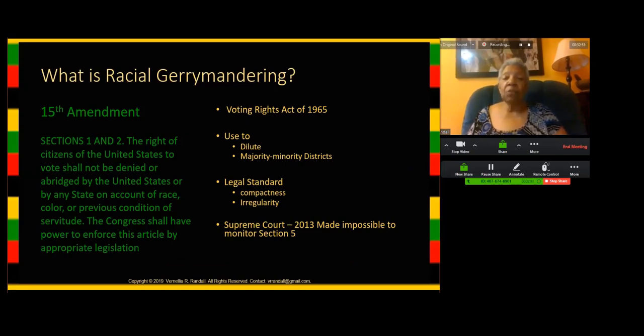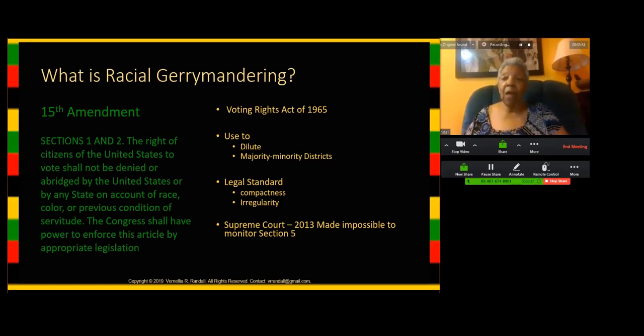The legal standard in terms of whether or not the courts will find it impermissible is compactness. So they look at whether you have put all the minorities into one group, or compacted them. Or they look at irregularity. That is, whether or not the district is so odd that it has to have a racial motivation behind it.